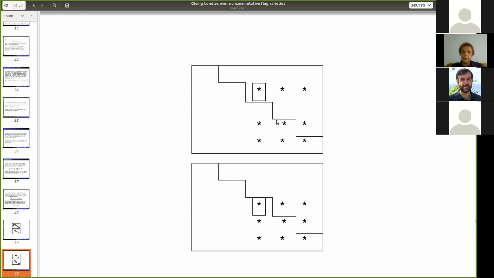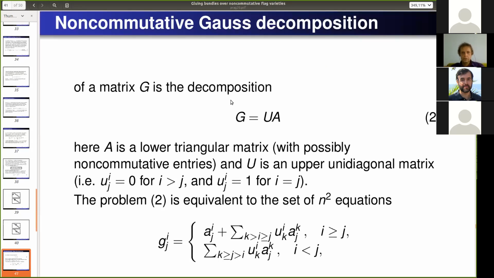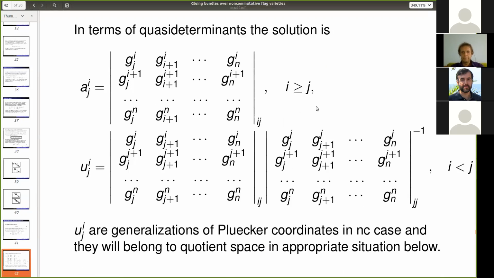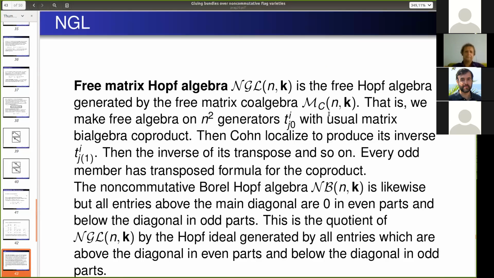These are called quasi-determinants or quasi-minors. And such ratios are also called kind of Plücker coordinates in non-commutative, or quasi-Plücker coordinates. So you are solving simply a linear algebra problem, but over a non-commutative ring. And these are these solutions which I just explained pictorially.